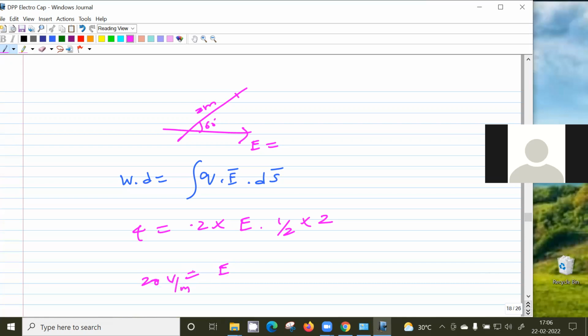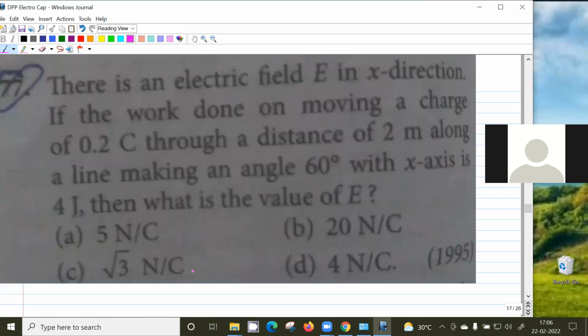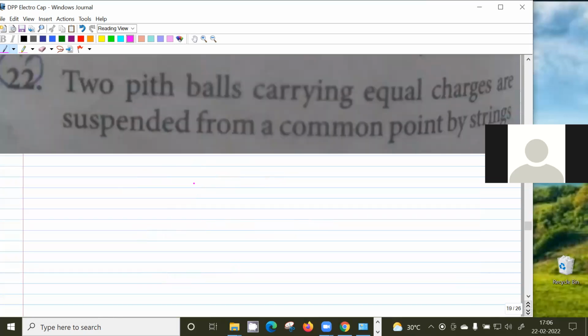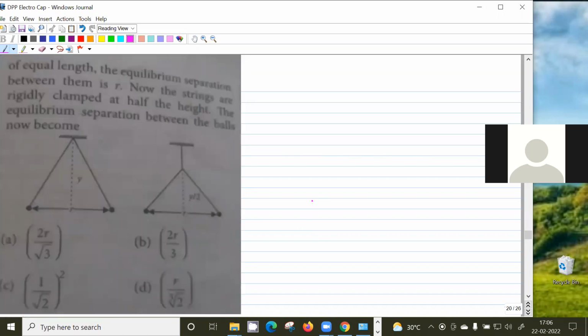Got it? Volt per meter, same as Newton per coulomb. This one. It's not complete, sir. I have sent you a diagram also.